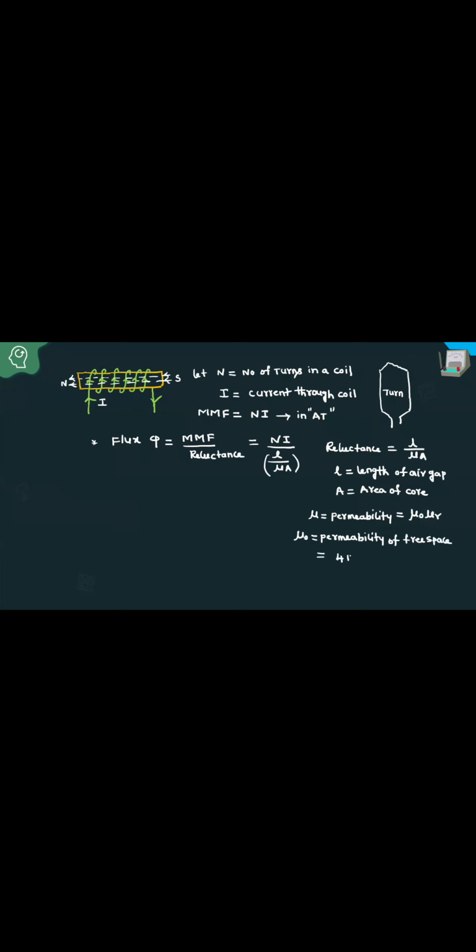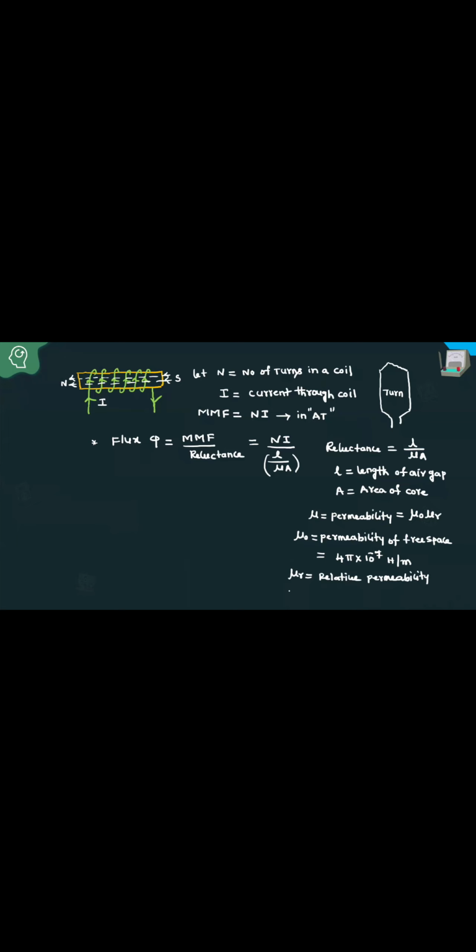Then what is this value, friends? 4 pi into, very important. In many subjects, this value will be useful. That is 4 pi into 10 to the power of minus 7 Henry per meter. The absolute permeability or permeability of free space is equal to 4 pi into 10 to the power of minus 7 Henry per meter. What is mu r? Relative permeability. Mu r is relative permeability.